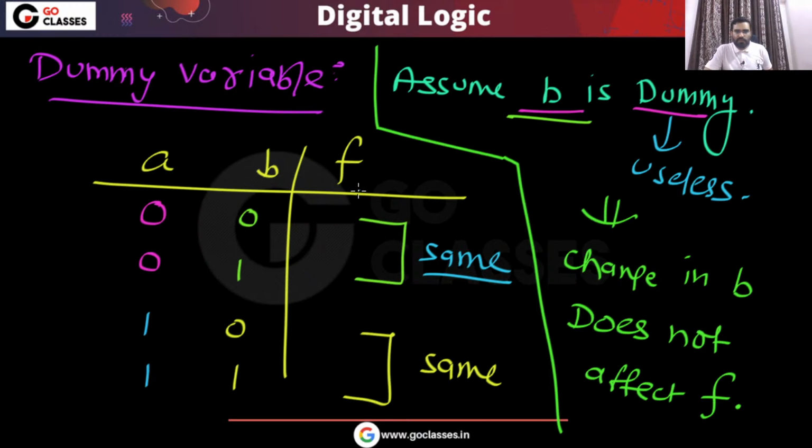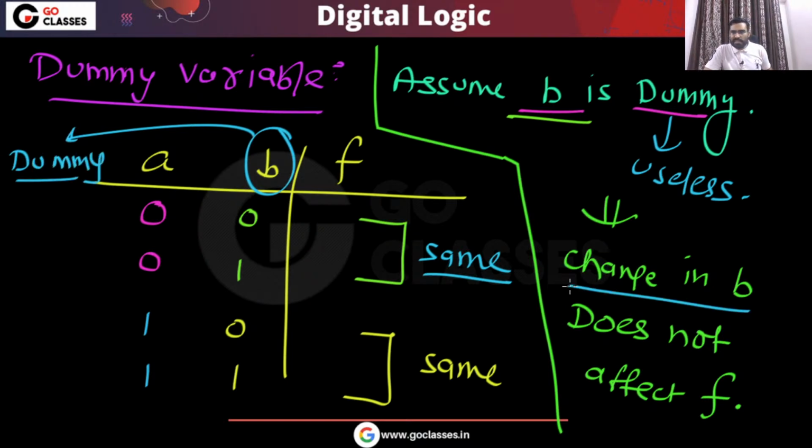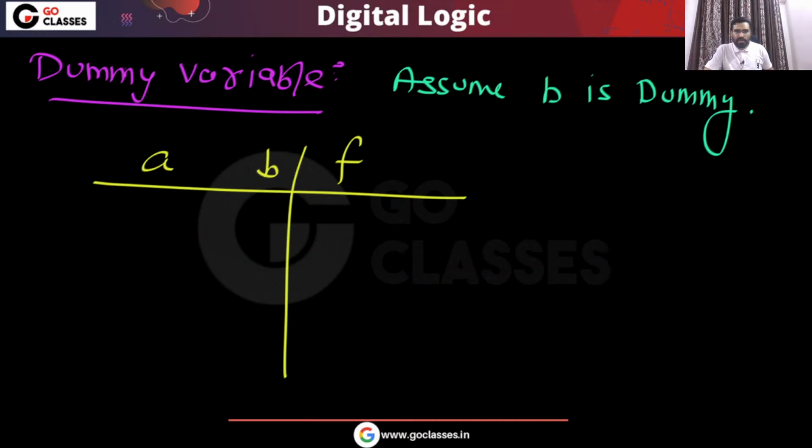So for this type of function, I can say b is dummy, or useless. This is the idea of a dummy variable. What is a dummy variable? I can say a change in b does not affect f. So this is the idea.